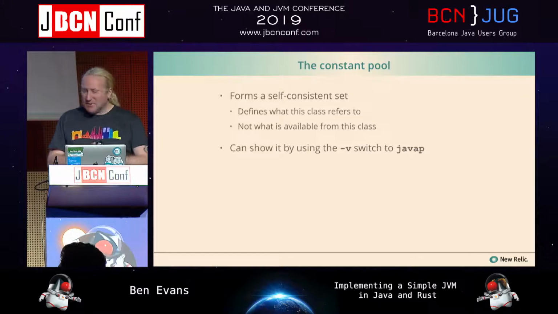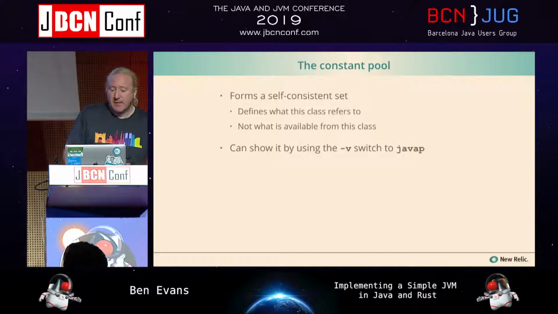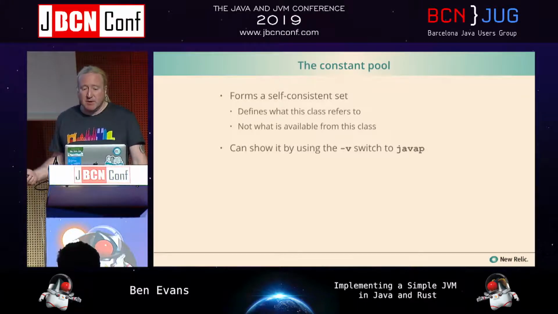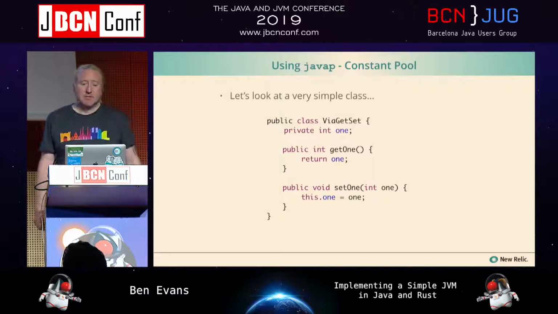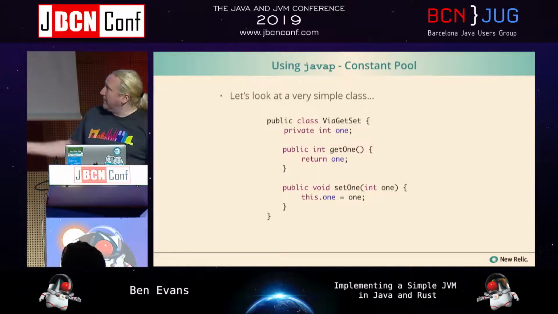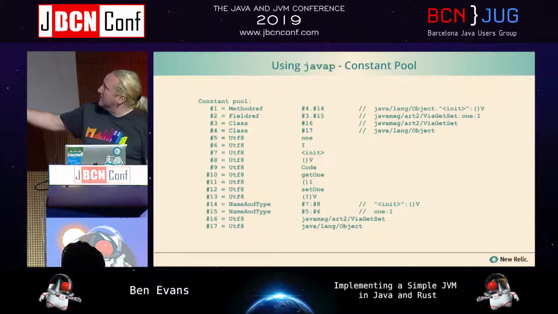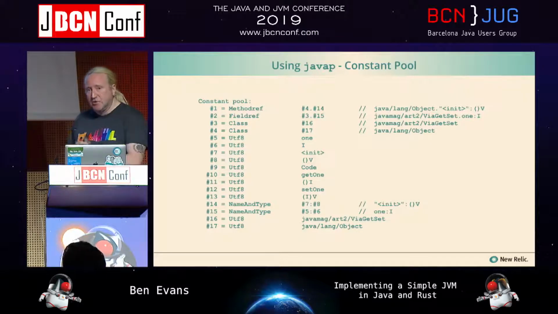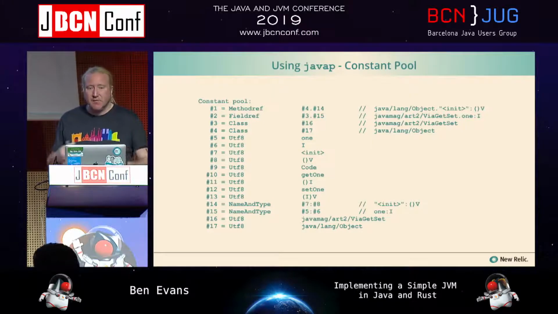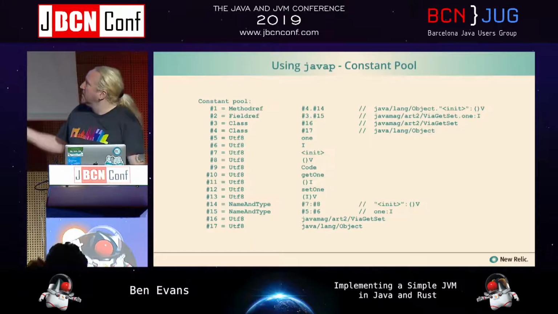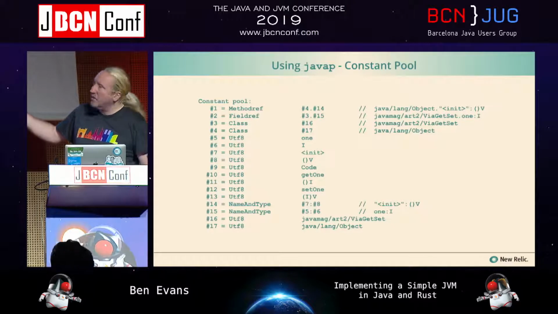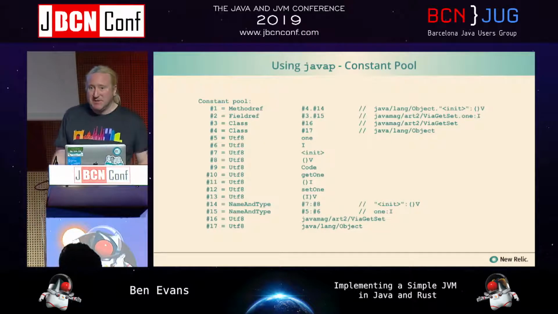Okay, so of all those areas within the class file, there's one we need to pay particular attention to, which is the constant pool. This is a self-consistent set of what the class refers to, not what is available. So it's not like a Unix symbol table. So for example, here is a very simple class, and here's what its constant pool looks like. It defines a method, it defines a field, and the way to decode these is that these numbers refer to other entries in the class file. So it's a self-consistent set that to parse an entry like a method ref, for example, you then have to parse two sub-entries. Okay? This is important, as this is going to cause us problems in a sec.